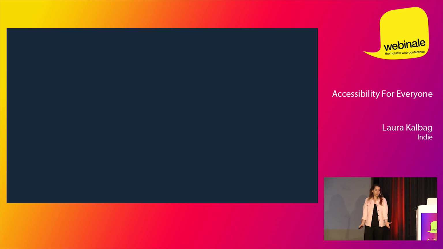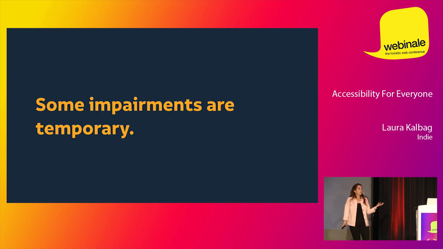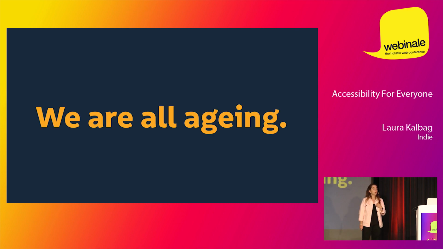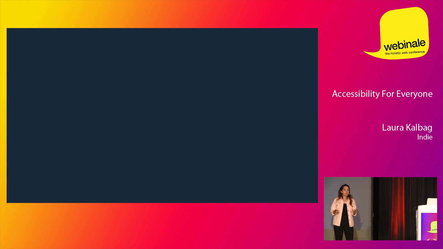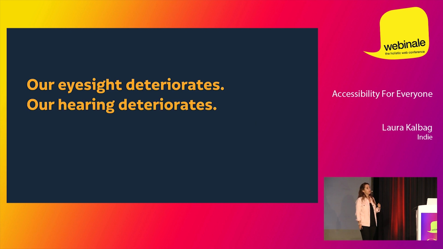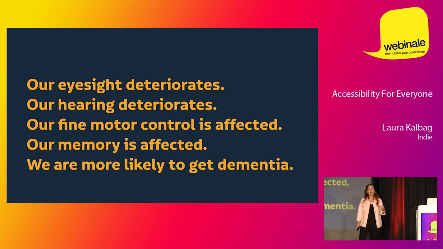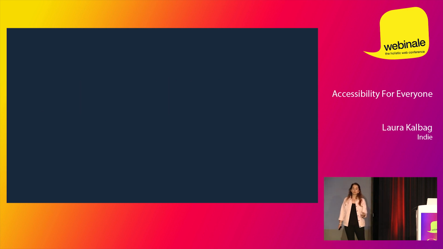And some impairments are temporary. They come and go. You might break an arm. You might have something that's seasonal. And then there's the 99.999% we'll all have more impairments in the future because we are all aging. I mean, me less slowly than everybody else, but... So how does that affect our use of the web? Our eyesight deteriorates, our hearing deteriorates, our fine motor control is affected. We have aging joints and muscles, we even get arthritis, our memory is affected, dementia becomes far more common as we age.